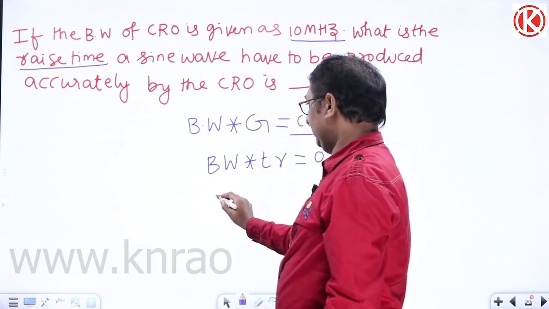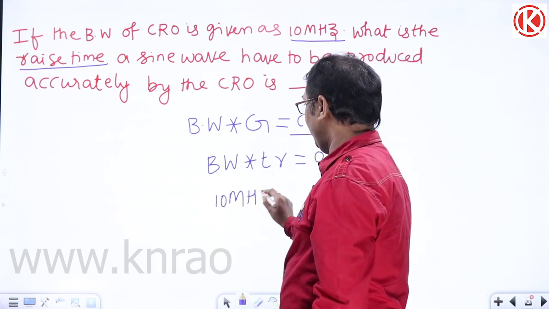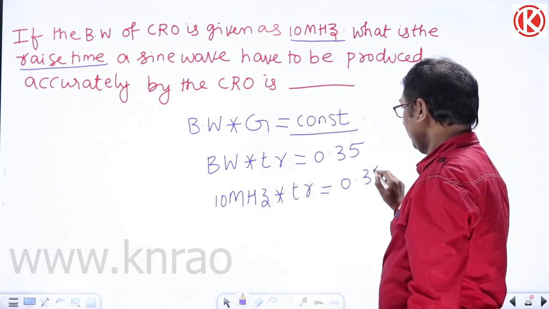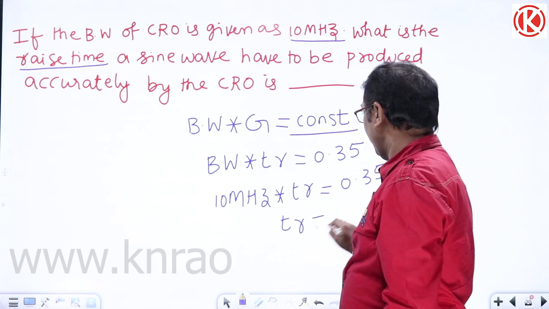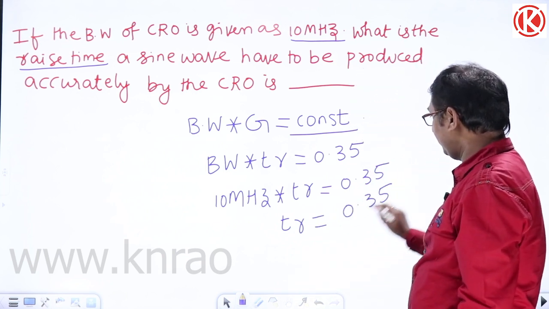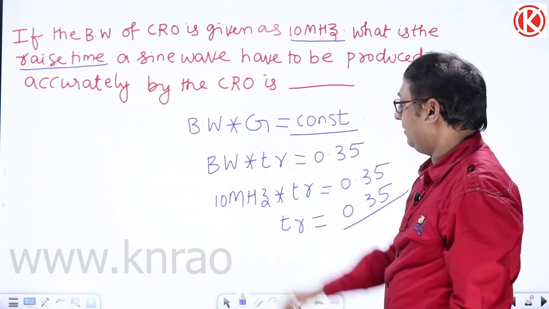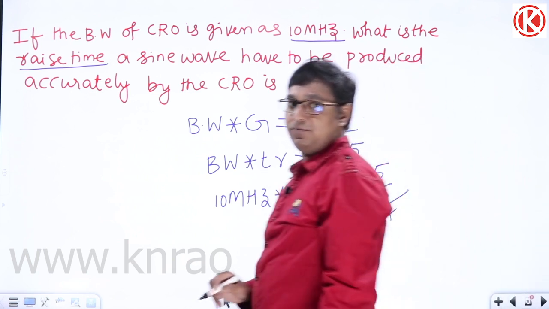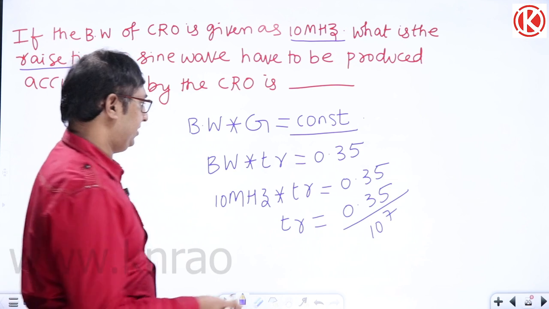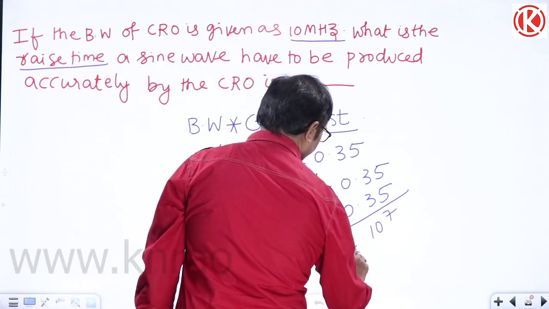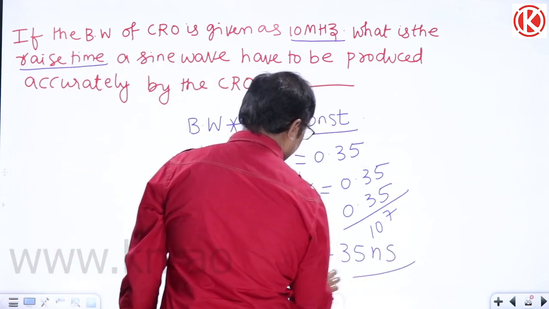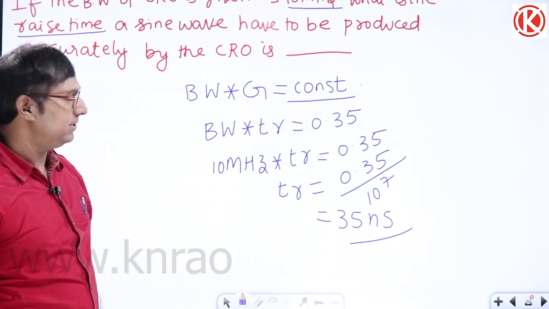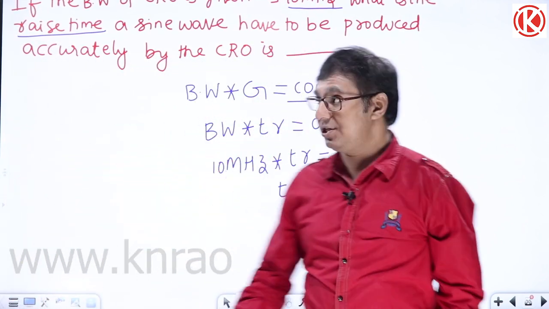Bandwidth given is 10 megahertz, into TR equal to 0.35. TR equals 0.35 by 10 power 6, I can write like 10 power 7. So finally this could be how much? 35 nanoseconds. 35 nanoseconds. Single step. Okay. Right. Next question.